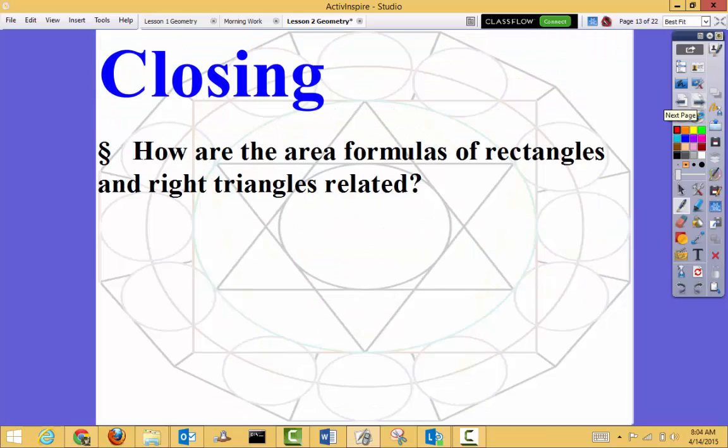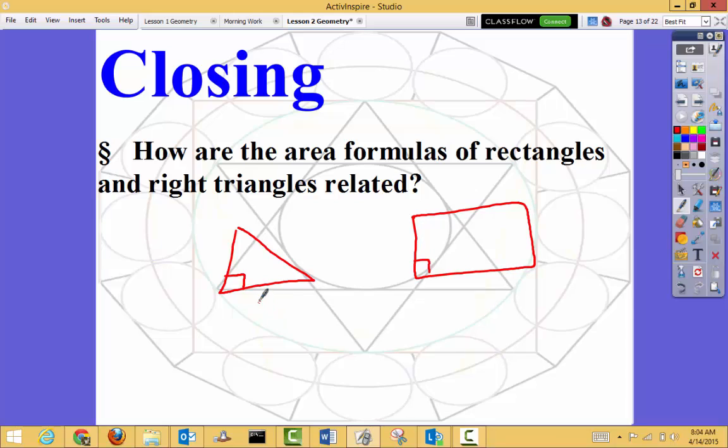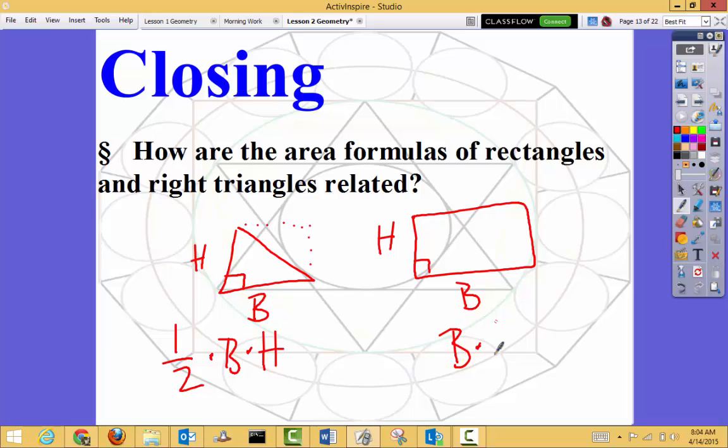All right, so closing. How are the area formulas for rectangles and triangles related? How is the area for this related to this? Well, it's easy. It's both base times height. The only difference is with a triangle, you're only taking half of it. So it's 1/2 times base times height, since you're only taking half of a rectangle. A rectangle is just base times height.